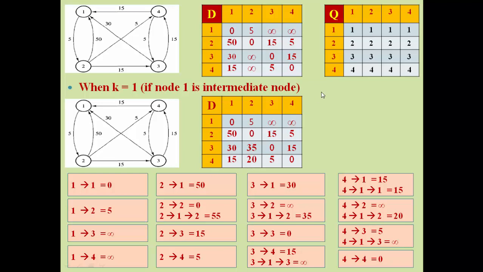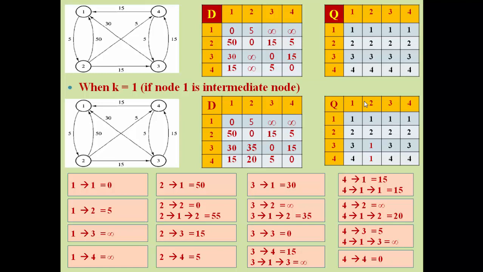So we have to change the value in our Q matrix, and we have to fill the value of K, because K equal to 1 is nothing but we are considering 1 as an intermediate node. So we have to put 1 here and 1 here. It means that third row second column is equal to 1 and fourth row second column is equal to 1, and this 1 indicates our intermediate node.